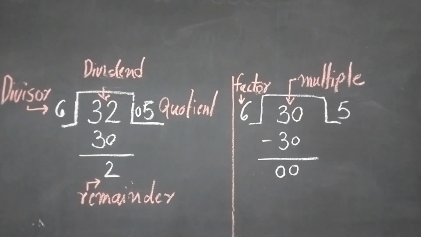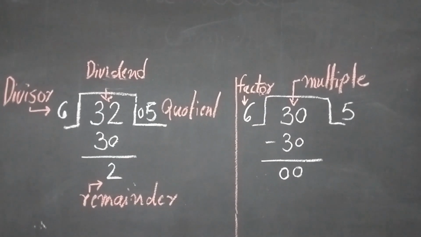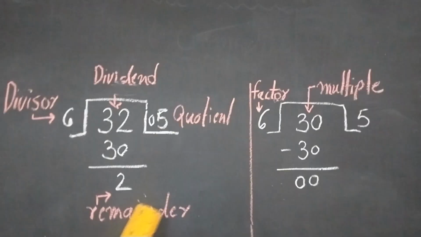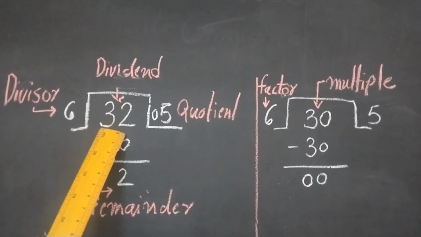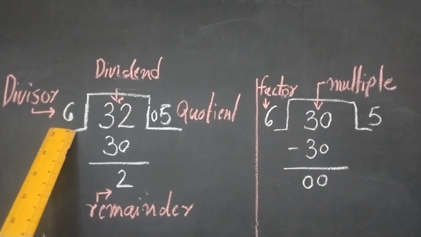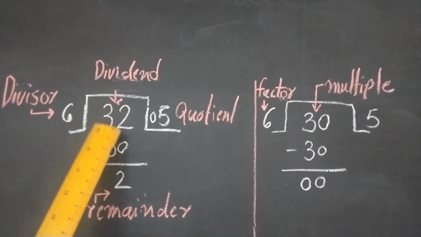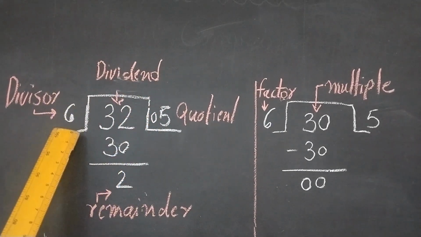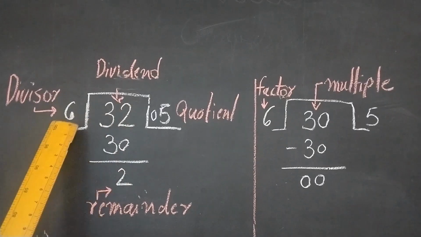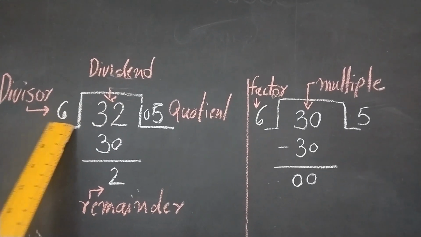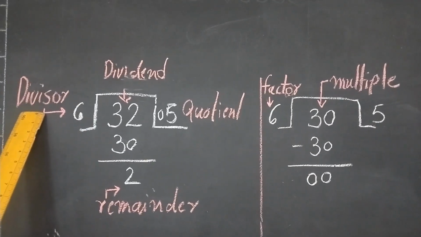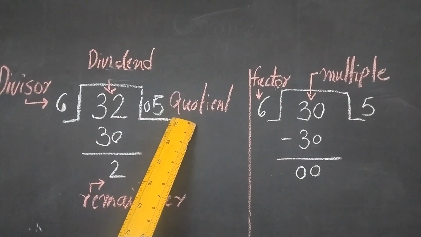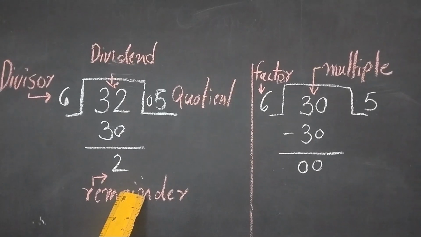Nani, try to recollect the procedure of division. Here we have shown the division of 32 by 6. The number 32 is written in the middle and it is called the dividend. We are going to divide 32 by 6. The number 6 is called the divisor. Whatever answer we get, we call it the quotient and remainder.